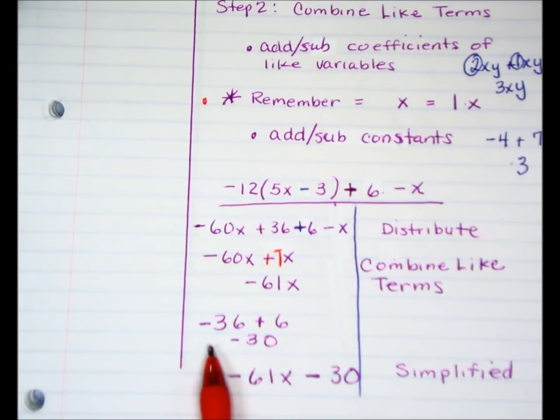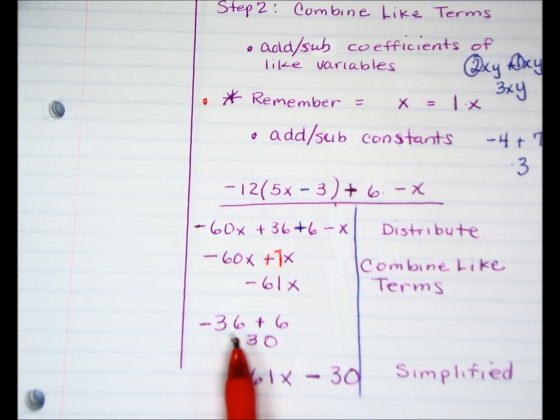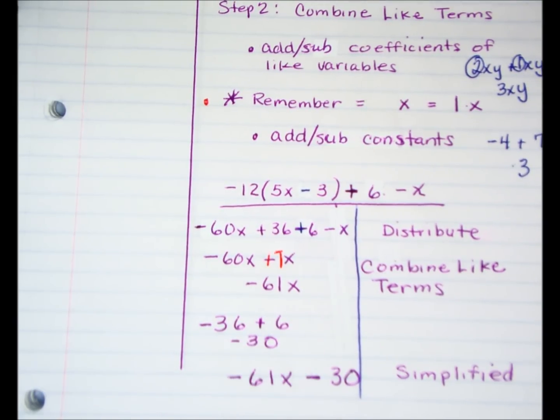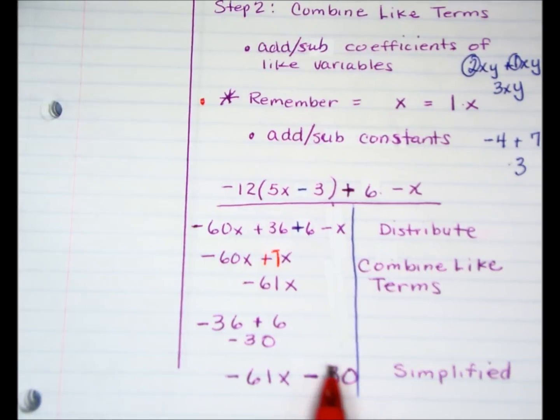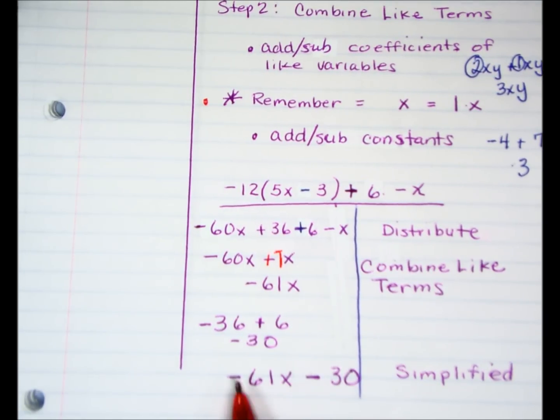The other terms we have to combine are our constants. We have 36 and 6. And because they have different signs, we subtract them and we get 30. So we simplify this to -61x plus 30. Because these are not like terms, we cannot add them together, and that's in its simplest form.